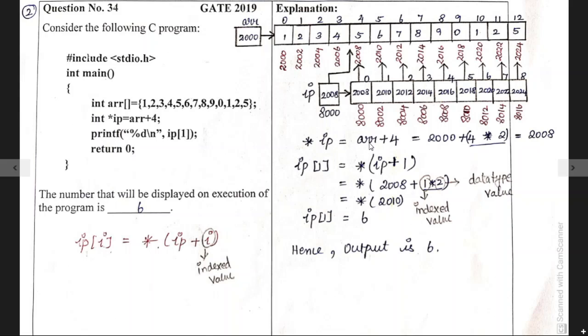This array address is initially 2000. That is what I have written here. 2000 plus 4. This 4 is considered as the indexed value. So for the indexed value, I need to multiply by the data type size. This 2 is the data type size. The array data type is int, so the integer size is 2. That is what I have written here.